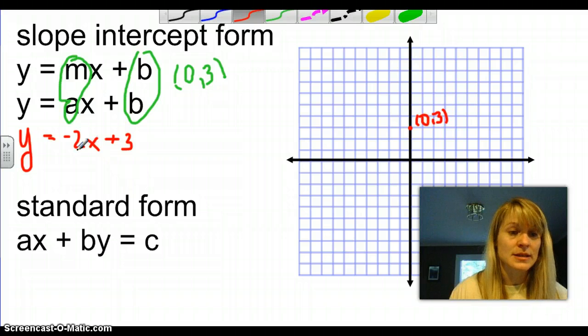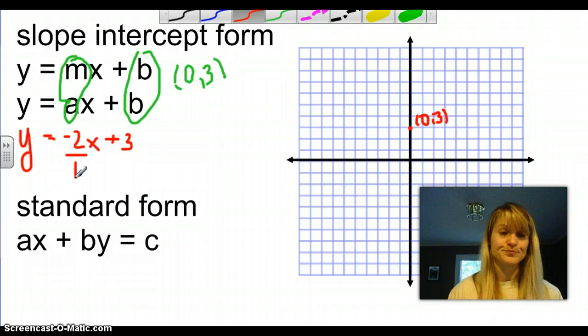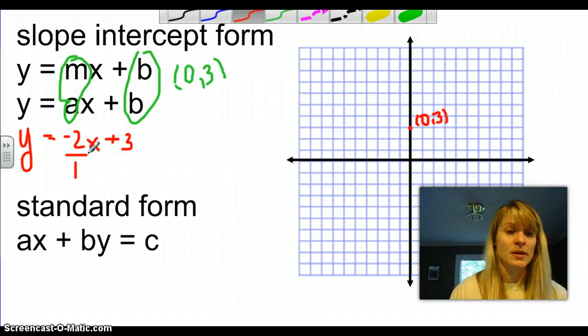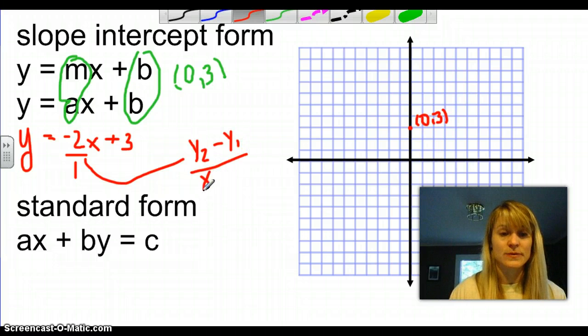And then this is in the m or the a position, and so the slope is negative 2. Remember, that's the rate of change or the rise over run. So we put that over 1, this is the rise, this is the run. So this is the y, and this is the x. If you remember from our earlier studies, when given 2 points, we take the difference in the y's over the difference in the x's, and that gives us our rate of change or our slope.